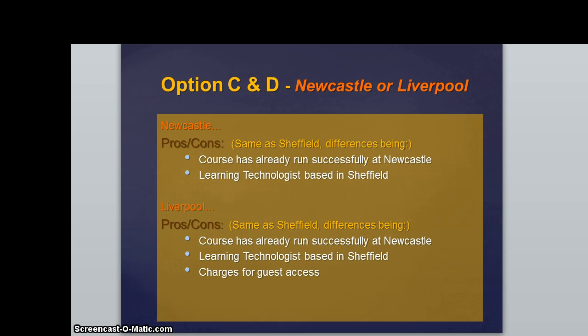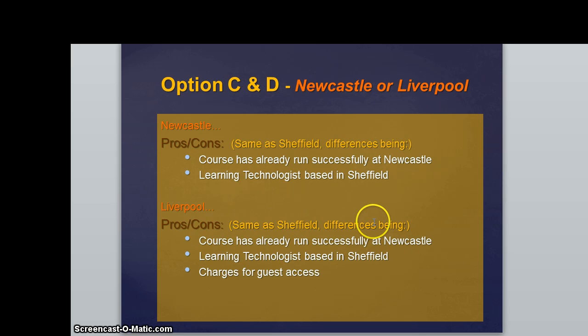Apologies for lumping you together, but pretty much the pros and cons are the same as Sheffield, with the differences being for Newcastle that the course has already run successfully at Newcastle, so they've got the edge with that, and familiarity with that, and the knowledge with how that's run and worked. And a con would be that the learning technologist is actually based in Sheffield, but we can get around that. I can just work much more closely with Newcastle.